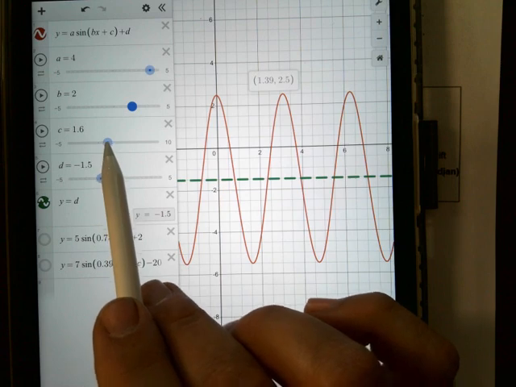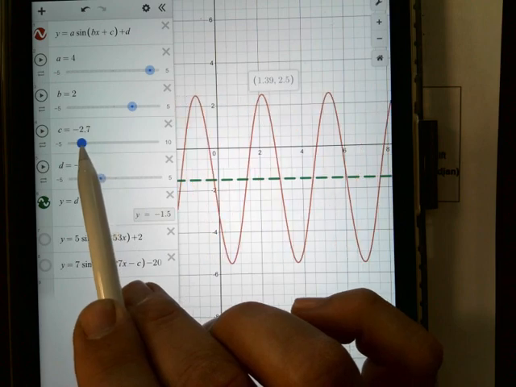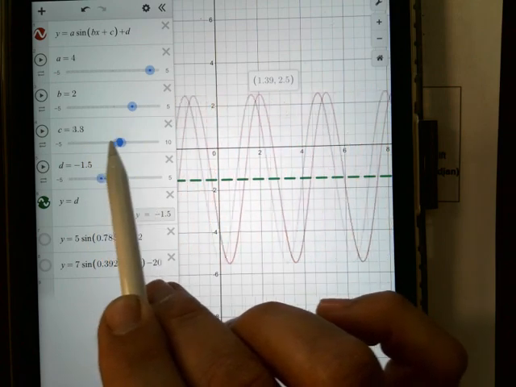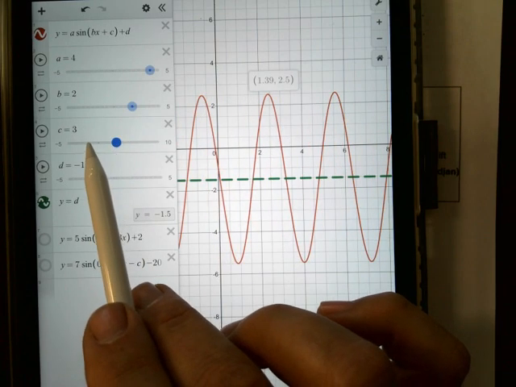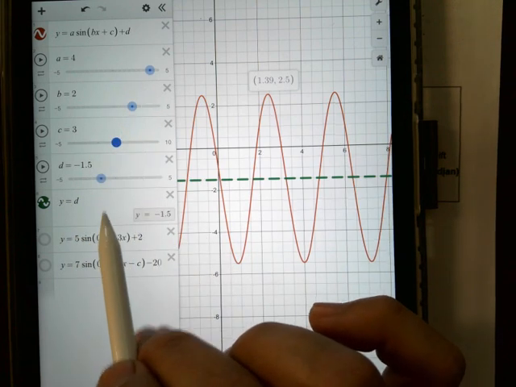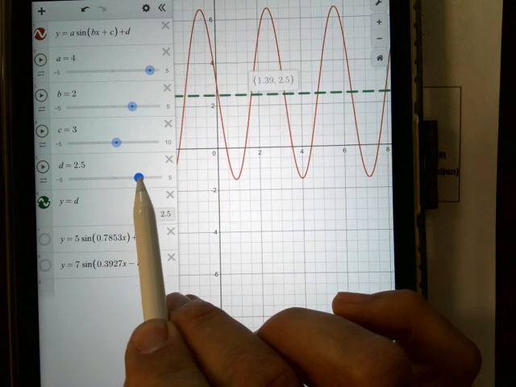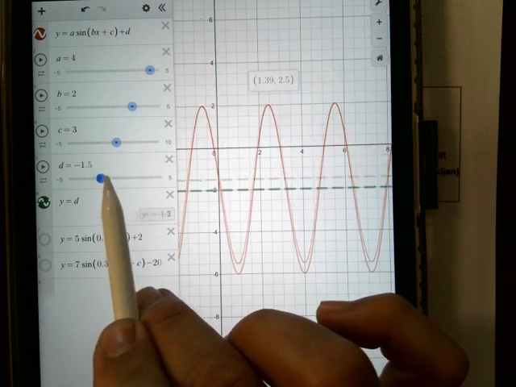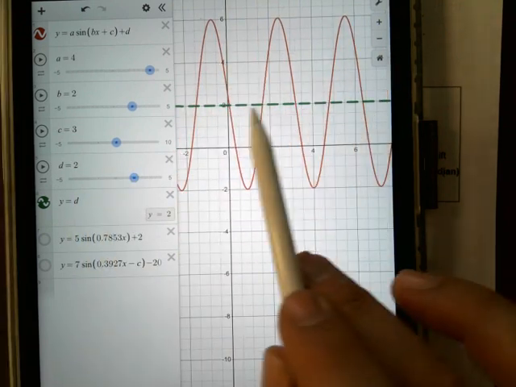And then C, what does C do? It's almost like a heartbeat. That's what C does. We're not really concerned with C a whole lot. A, B, and D are going to be our focus. D is actually the midline, but it will shift the whole thing up and down. So it tells us what the midline is.